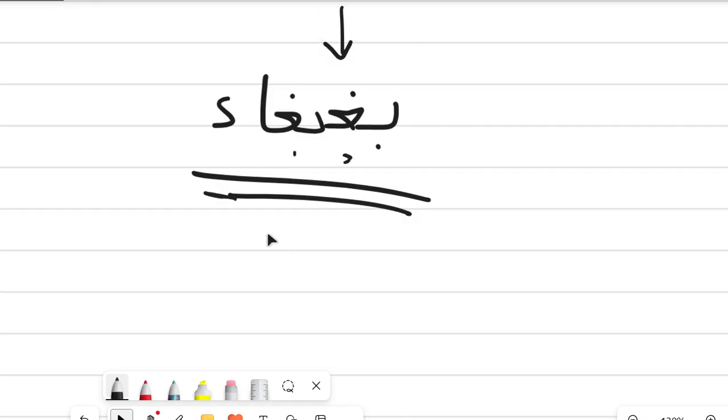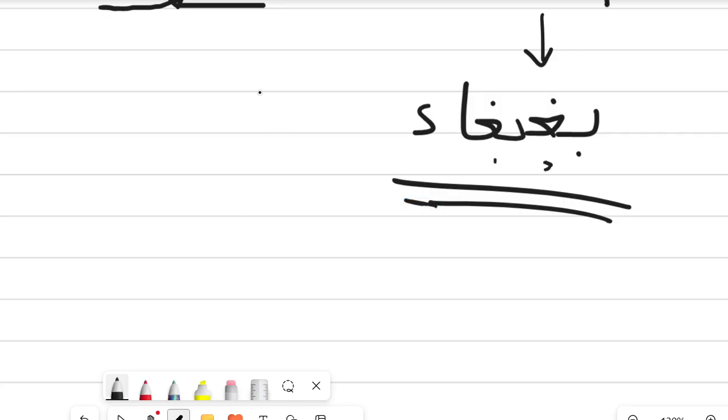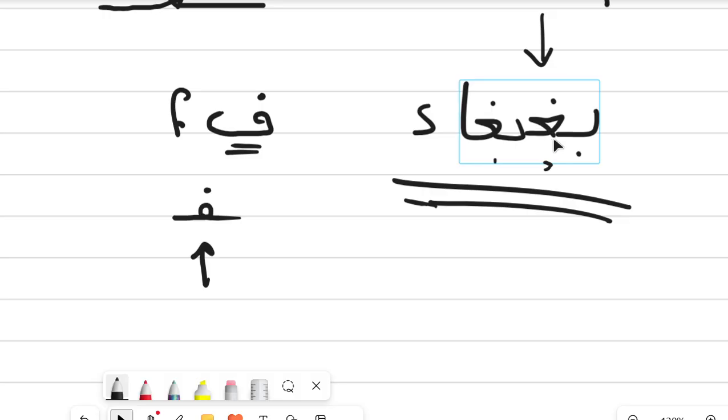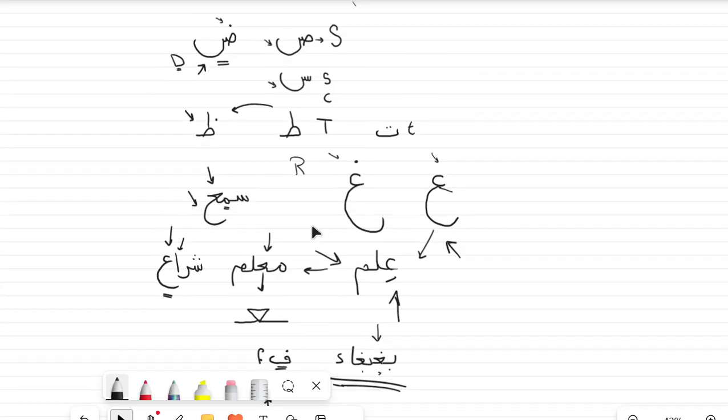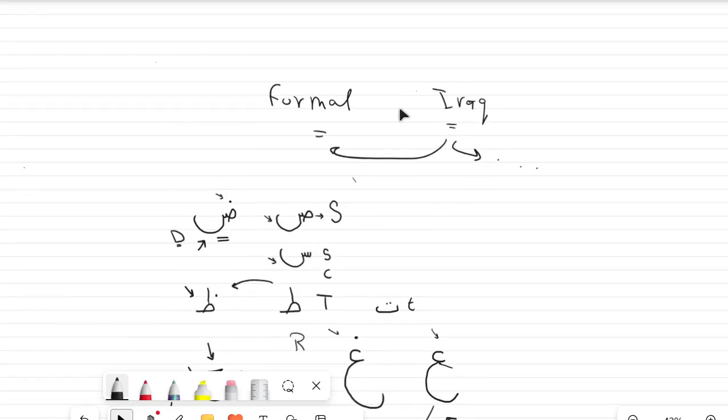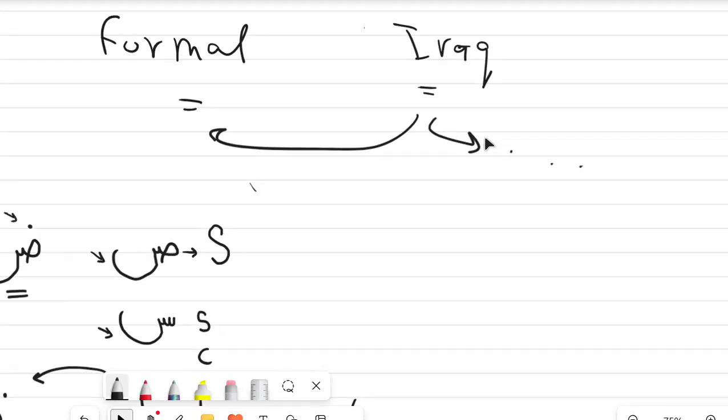People can mix between this one and our letter fa. This is our letter fa. So this fa, when it's in the middle of the word, will be written like this. So we need to memorize: when we have a circle with a dot on the top, this is fa, but when we have a triangle with a dot on the top, then this is ra. Okay?